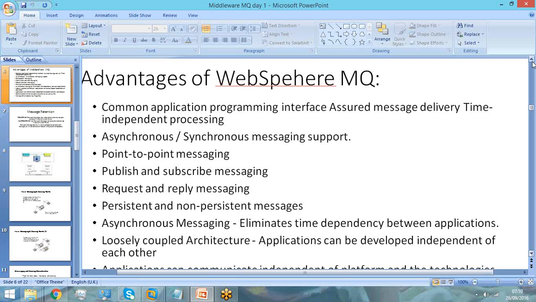Okay. So next we would see what are the advantages of WebSphere MQ. I told you WebSphere MQ evolved around the 1990s. Now it's around 2016, but it is still very much prevalent in the market. There are many big organizations still using this product. We would see what are the advantages that make this a very hot selling product in the market. Even though many products have come, this product is still used.